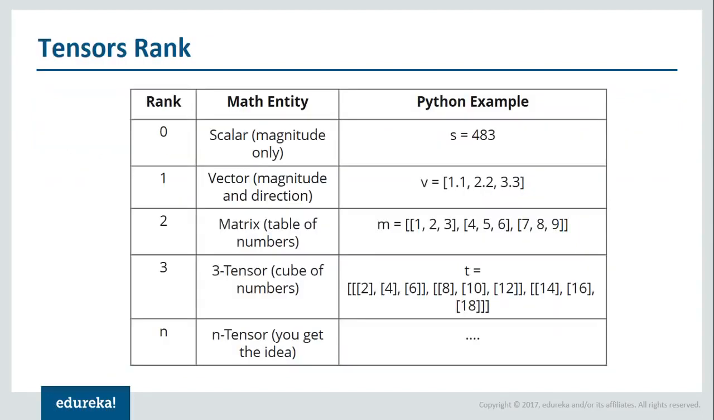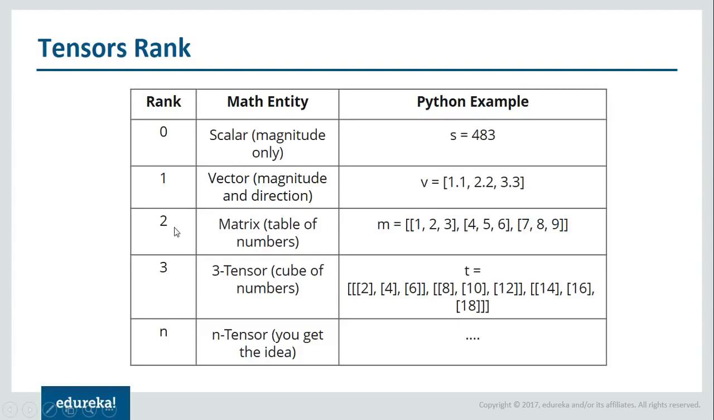In TensorFlow, the tensors are described by a unit of dimensionality known as rank. You can see it in the table as well. A rank 0 tensor means nothing but a scalar quantity, which has only magnitude. When I talk about rank 1, these are vectors. They have magnitude as well as direction. And you can see it in the Python example as well, where it is nothing but a list of numbers.